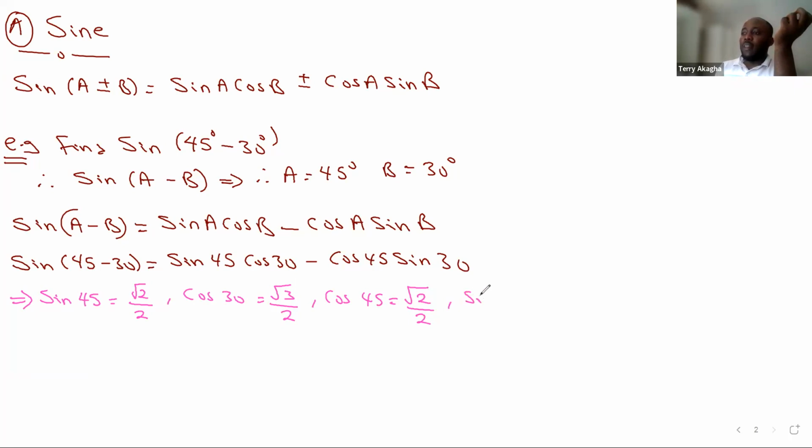Then sine 30 is going to be the same thing as what? 1 over 2. So you just press your calculator in degrees because we have it in degrees. All right, so we know that now. So back now, so let's solve it. So sine 45 minus 30.